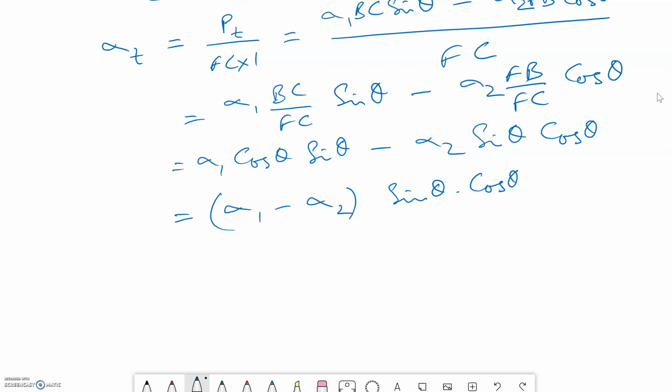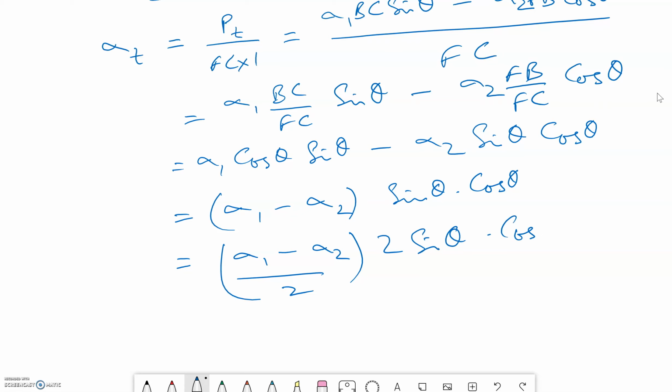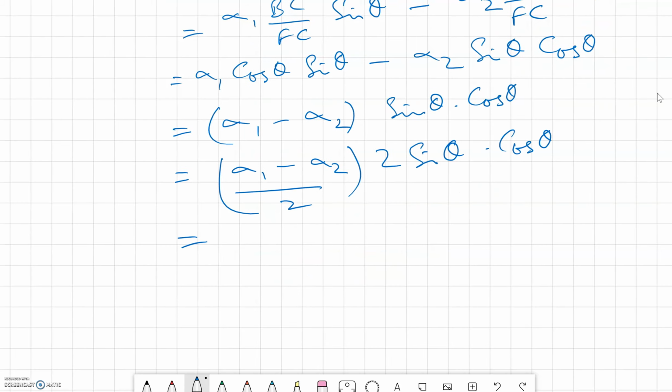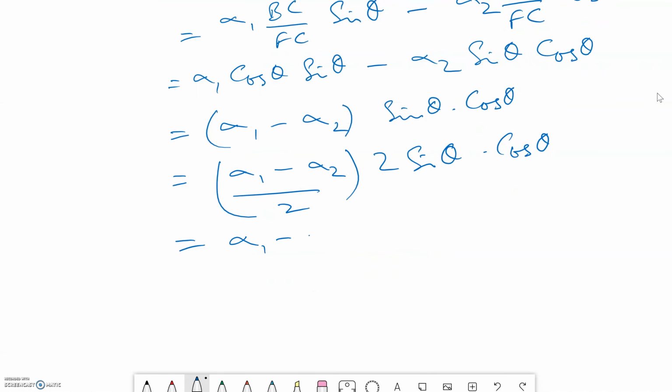Right, now multiplying and dividing by 2, you get 2 sine theta cos theta. 2 sine theta cos theta is sine 2 theta. Sorry, sine 2 theta, my mistake. So this becomes your sigma t.